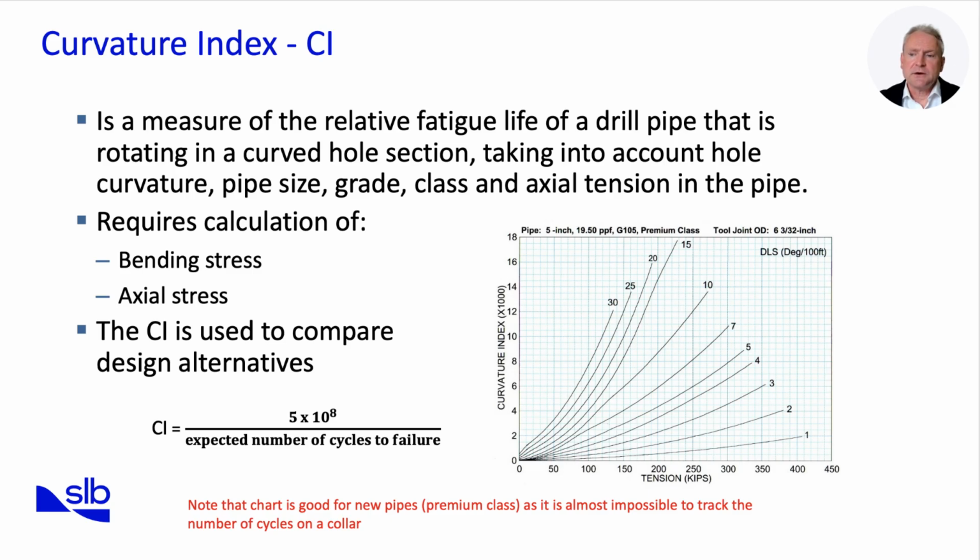So, if a string were in tension of 200 kips through a 10-degree dogleg, the resulting curvature index would be 8. This can then be substituted into the formula to calculate the expected number of cycles to failure of the drill pipe defined in the chart. In this case, it is 5-inch G105 drill pipe.